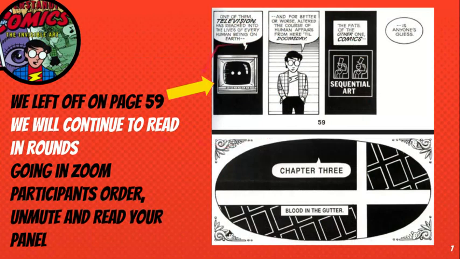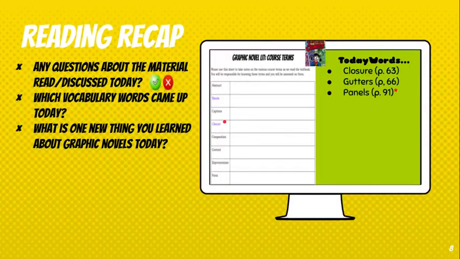Okay, so again, what you are going to do is read Chapter 3. Start on page 60 and read to the end of the chapter. And then I will show you in the next slide the terms that come up in this chapter: closure on page 63, gutters on page 66, and you can write down a definition for panels after looking at page 91. However, this is something he'll elaborate on more in another chapter in the book. So you definitely need closure and gutters, but an optional one is you can write in panels as well.